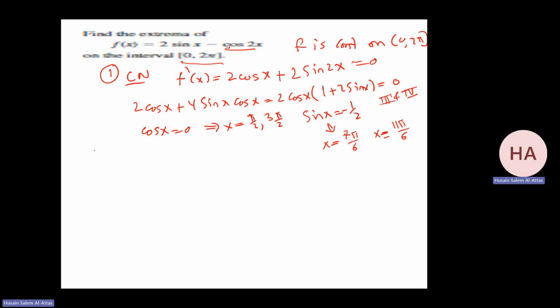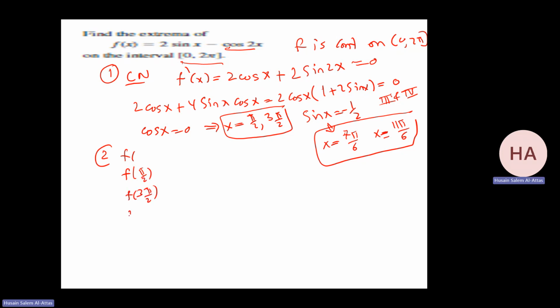Second step, I need to check f at pi over 2, sorry, I need these angles. Check them, then check the endpoints. F of pi over 2, f of 3 pi over 2, f of 7 pi over 6, f of 11 pi over 6. I check them all.